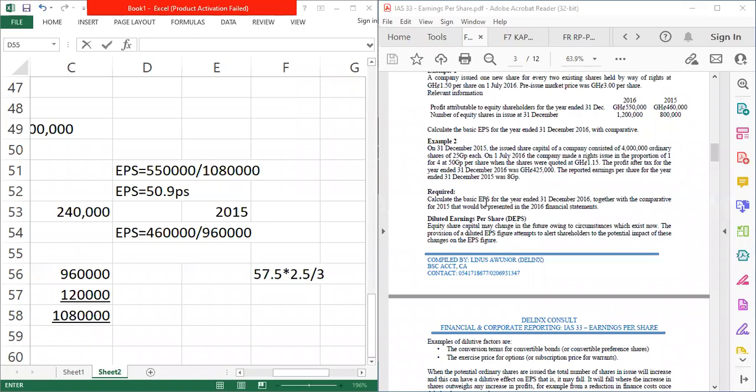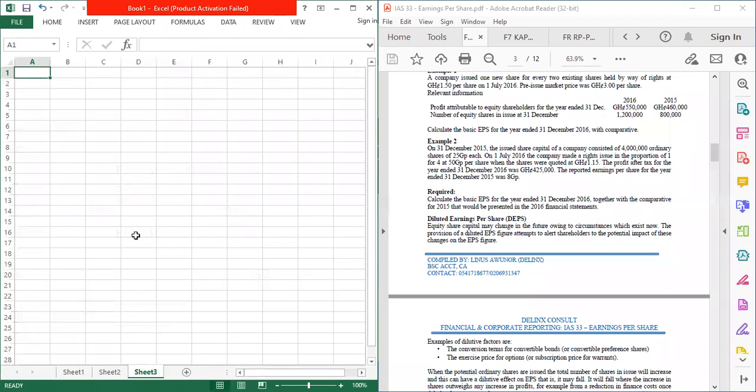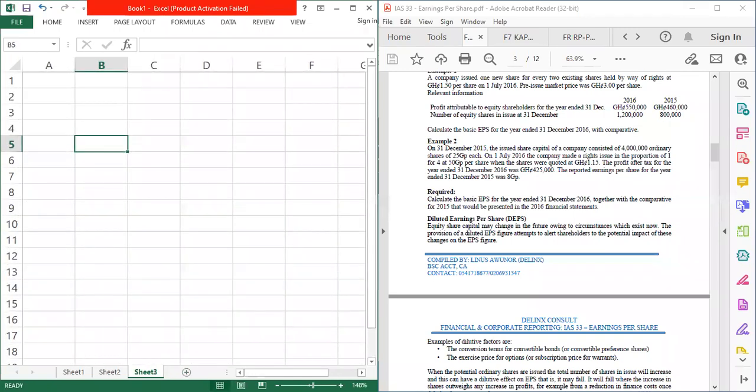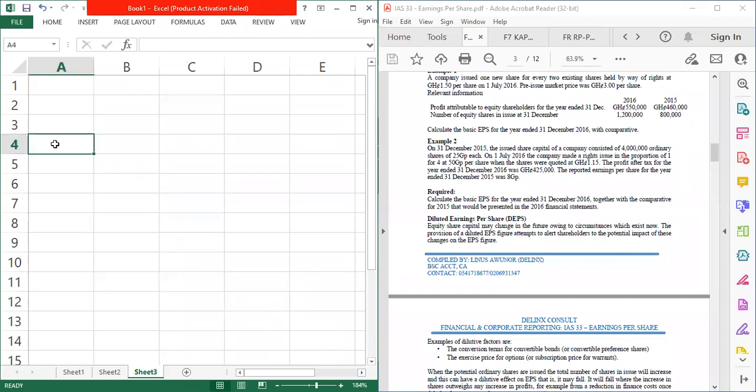Okay. So what was the share that they have in issue? What was the share that they have from the beginning first? They had 4 million ordinary shares. So let's name that one old shares. Old shares will be 4 million. So now the first thing that we have to do, this is a right issue. So we have to calculate the right issue fraction, isn't it? Before we can calculate the right issue fraction, we first have to calculate the theoretical ex-right price.